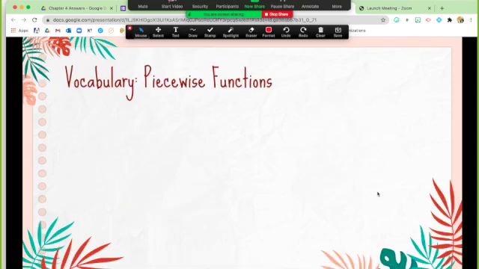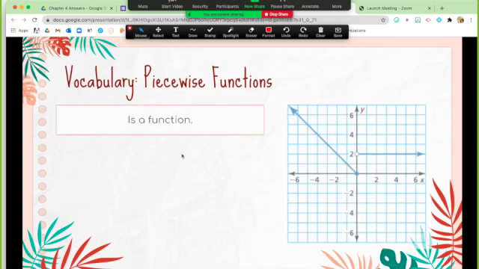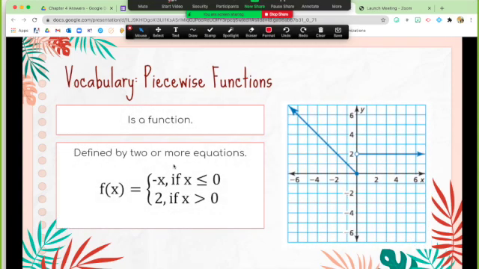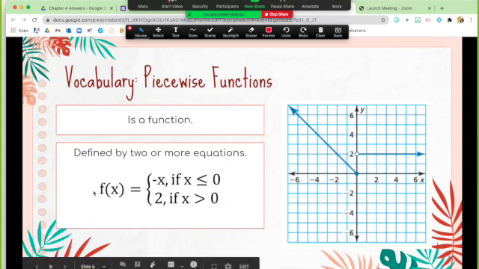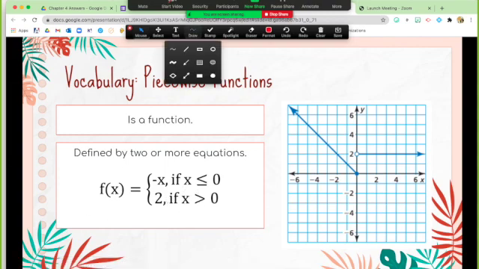So what is a piecewise function? A piecewise function is a function that is defined by two or more equations. And the way that we write our piecewise function is in this format or this notation. Now what this is showing us right here is that we have two equations on our graph.